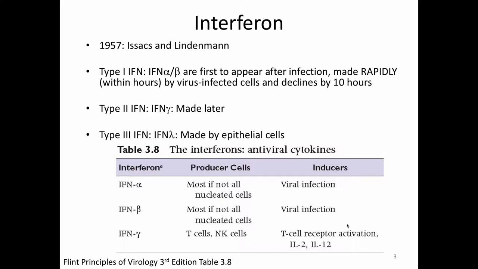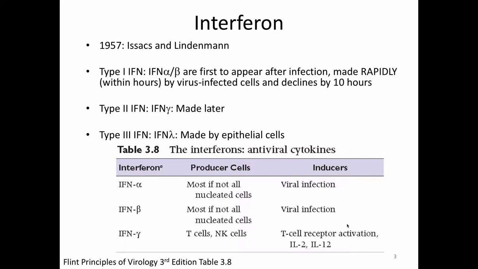What you will notice is that our type 1 interferons, interferon alpha and beta, are made by basically all cells, most if not all cells, as this table says. Interferon gamma is made by other cell types, mostly T cells of the adaptive immune system. That's why we're going to deal with interferon gamma later.